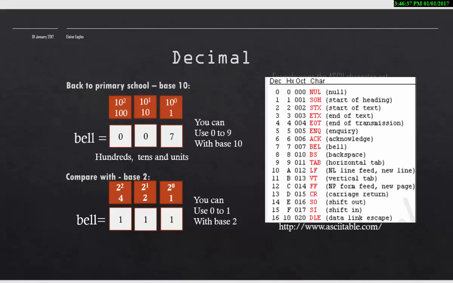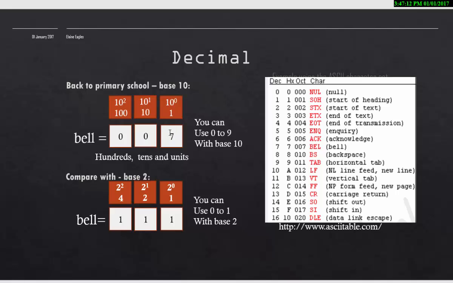Let's go back to primary school where you learnt about decimal values. So decimal is represented using the hundreds, tens and units, or base 10. In base 10, each 10 goes up to the power of 0, followed by to the power of 1, followed by to the power of 2, and all the way up 3, 4, 5, etc. So 1000 is 10 to the power of 3. You can only use 10 possible values under each placement, so 0 to 9.